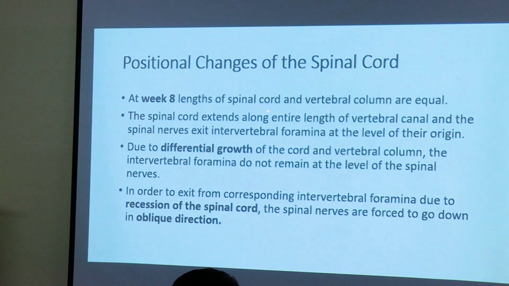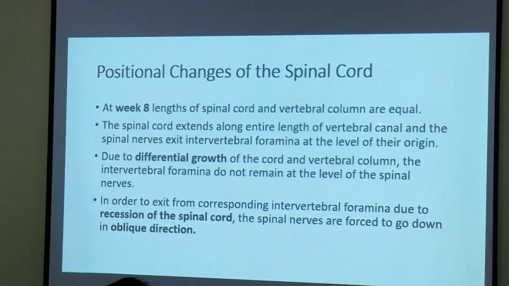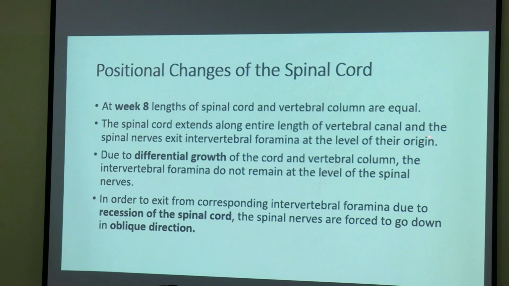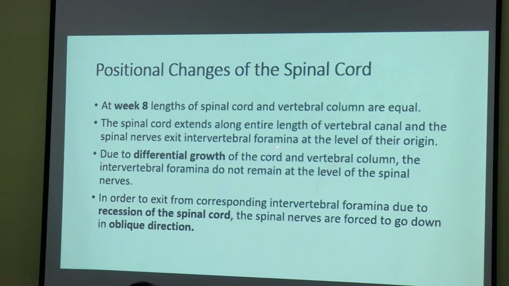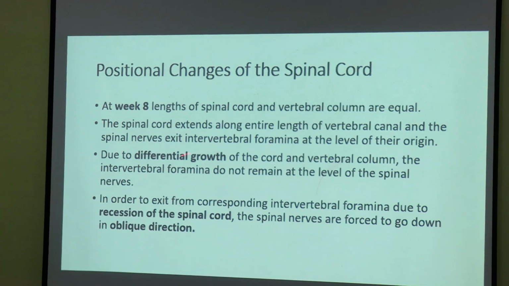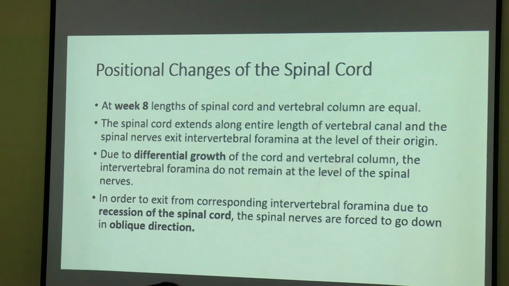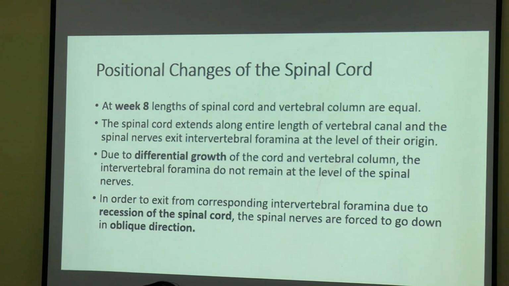At week 8, the length of the spinal cord and your vertebral column are equal. The spinal cord extends along the entire length of the vertebral canal and the spinal nerve exits the intervertebral foramen at the level of its origin. Due to the differential growth of the cord and vertebral column, the intervertebral foramina do not remain at the level of the spinal nerves. In order to exit from the corresponding intervertebral foramen, due to the recession of the spinal cord, the spinal nerves are forced to go down in an oblique direction. That means it will first move in the downward direction, then shift towards the lateral side.